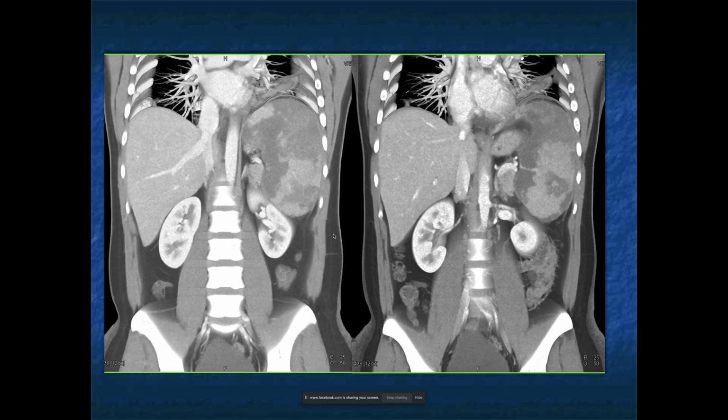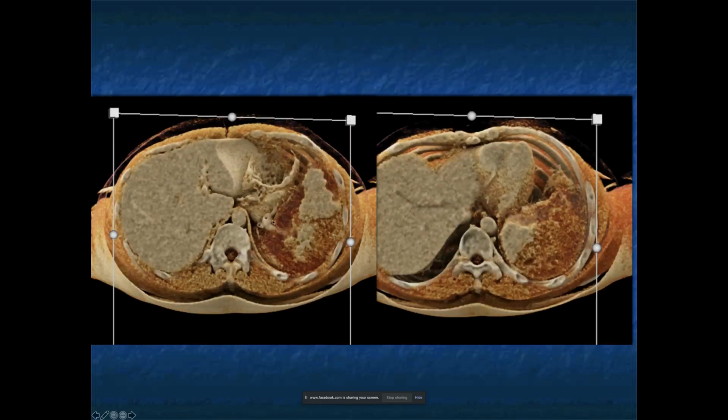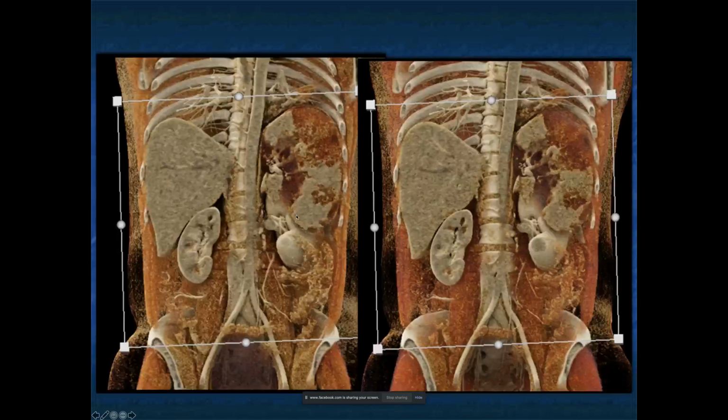And here's just a few more images I wanted to show you. And again, the low density fluid, red on cinematic rendering. So just a really nice example.